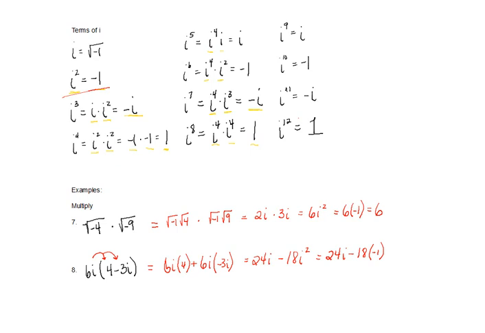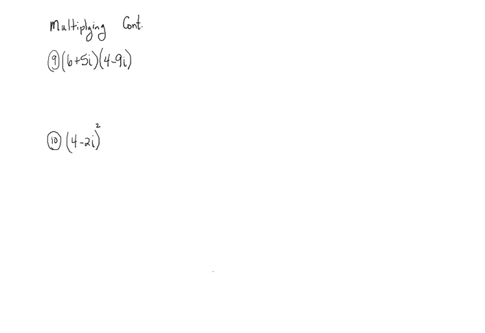Let's move on to a couple more multiplying. So here, number 9, we have two quantities we're multiplying together, so we're just going to use the distributive property, or if you want to call it FOIL, you go right ahead. So we're going to take the 6 terms. So I'm going to have 6 times 4 plus 6 times negative 9i. And then I take my 5i to both terms. So I'm going to add 5i times 4 and plus 5i times negative 9i.